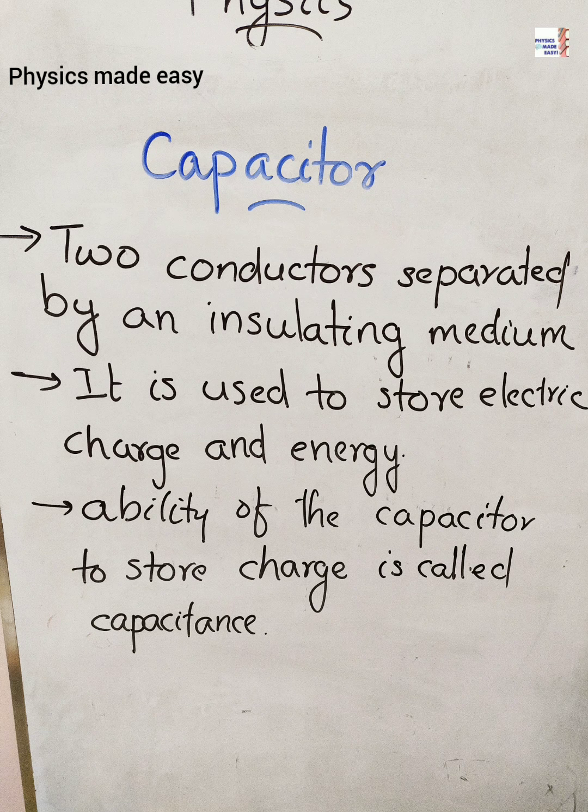A capacitor is a device that is used to store electric energy in the form of electric charges. It consists of two electrical conductors that are separated by a distance. The space between the conductors is filled with vacuum or a dielectric material. Dielectric material means an insulating material. The ability of a capacitor to store charge is known as capacitance.